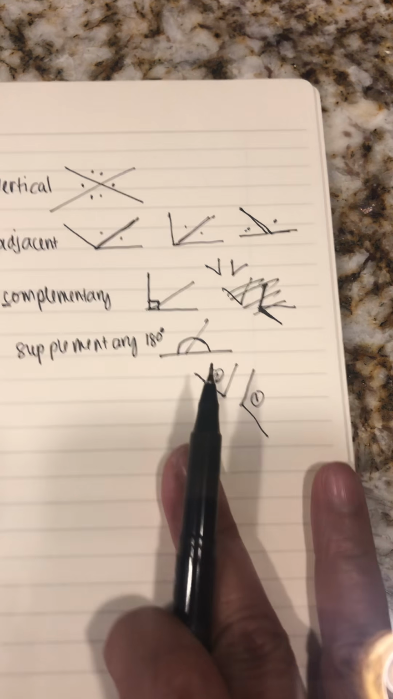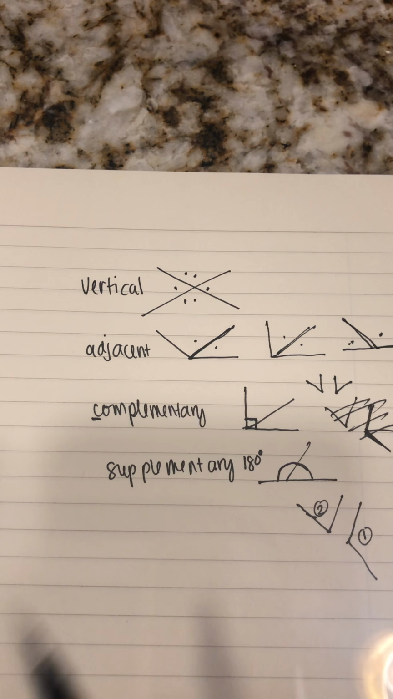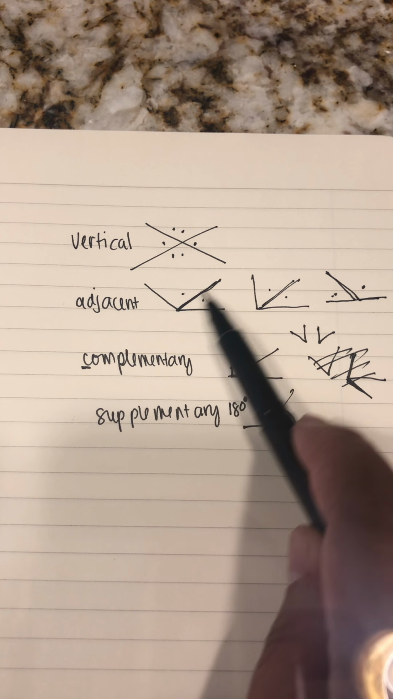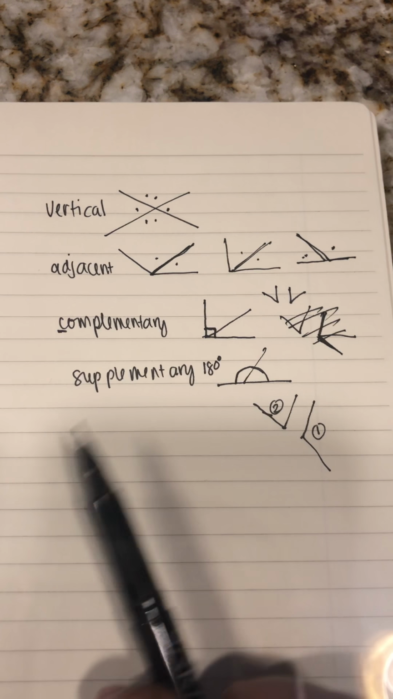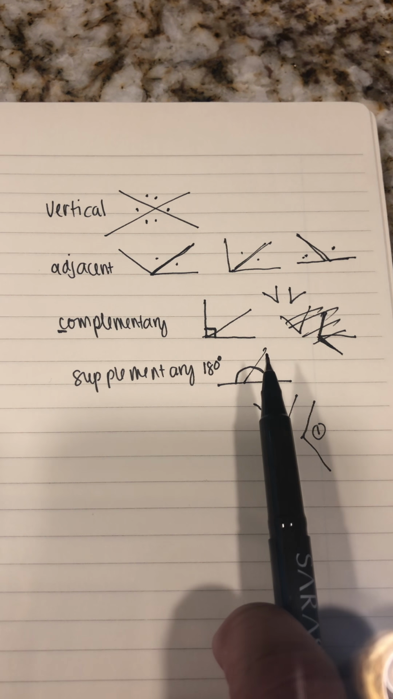Okay, so again, vertical pairs, they make an X. Adjacent, they are sharing the same side, so they have a common side. Complementary, they add up to 90 degrees, and supplementary, they add up to 180 degrees.